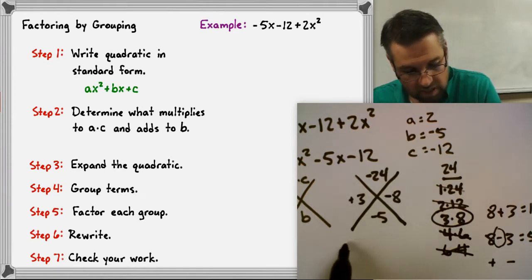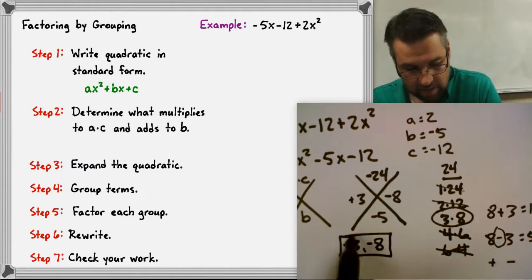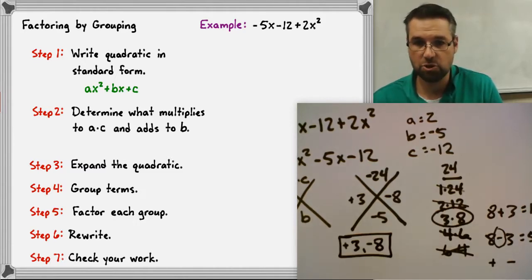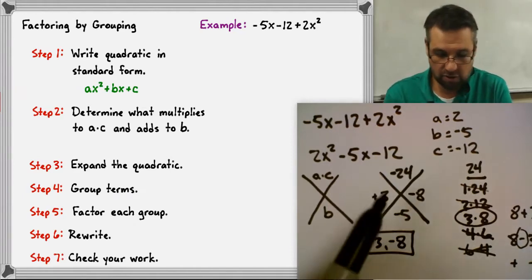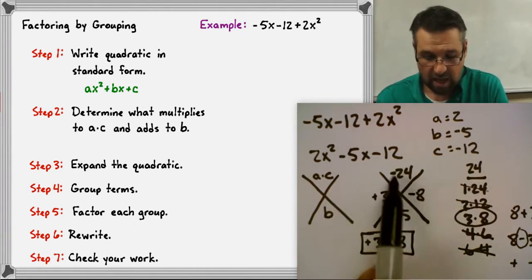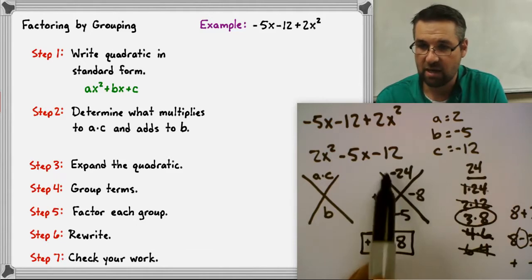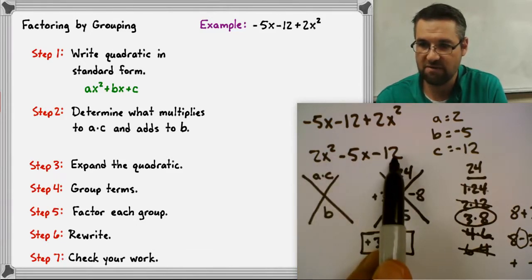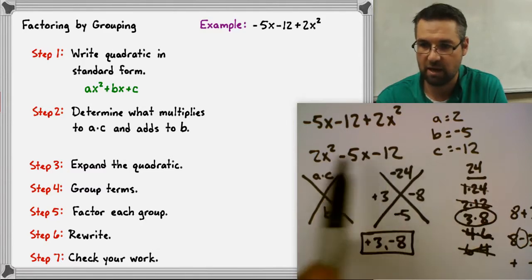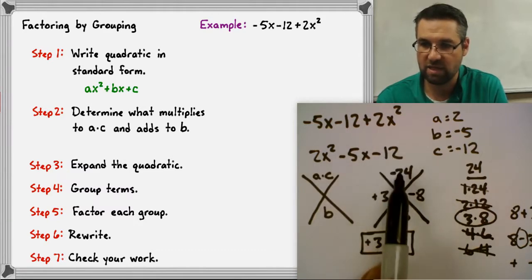So the two numbers that we get out of this are positive 3 and negative 8. And so that is step 2. Step 2 is a doozy of a step because the first thing you have to do is fill out your X box. And this number isn't directly given. This top number is just taking your A value and your C value and multiplying them together. 2 times negative 12 is negative 24. And then your bottom number is your middle term, your B value.